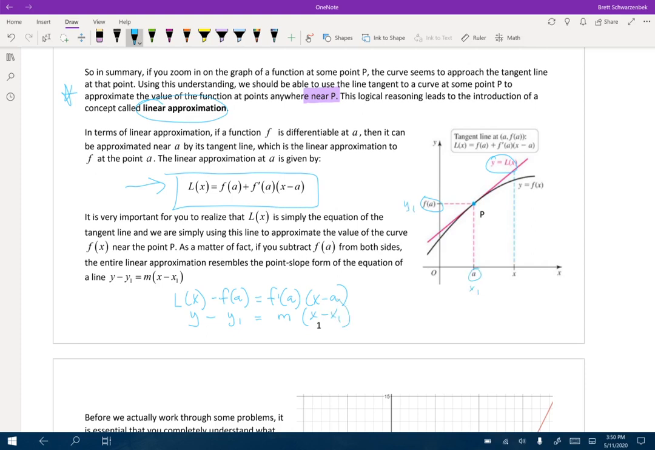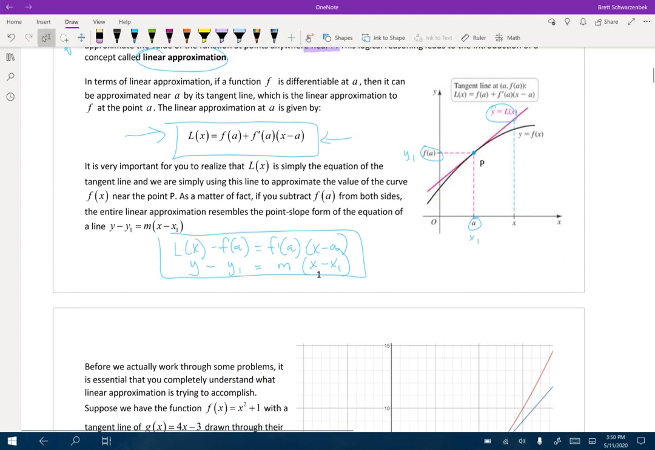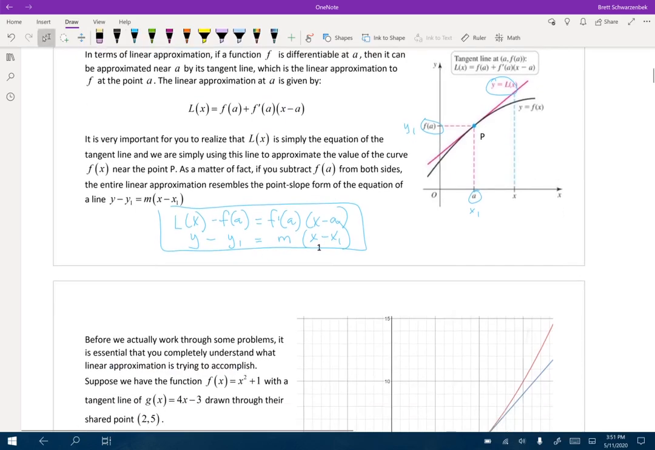So if you look at this, look at the similarities. This is actually just the point slope formula, but in a different visual. It's just formed in a different way with a couple variables different. So this is what we use in order to approximate values on a curve, let's say if we can't find those values.